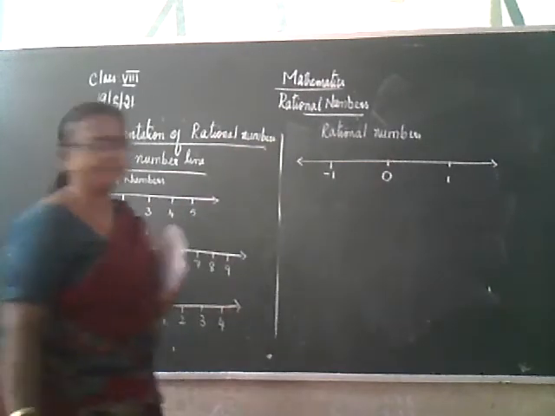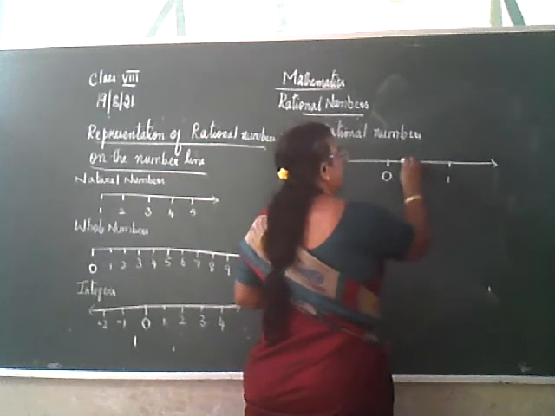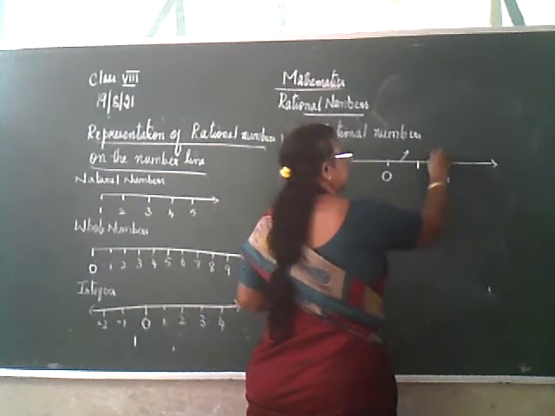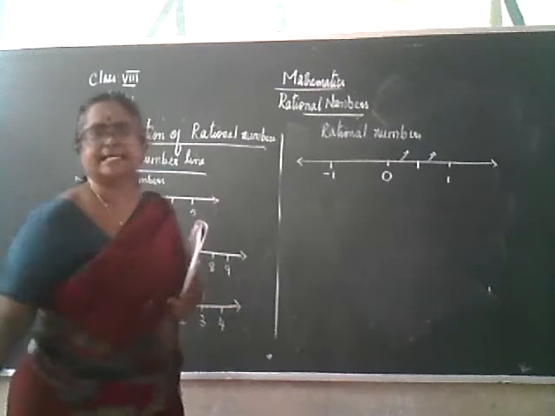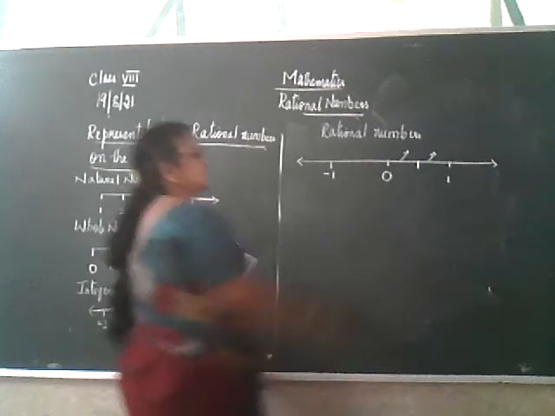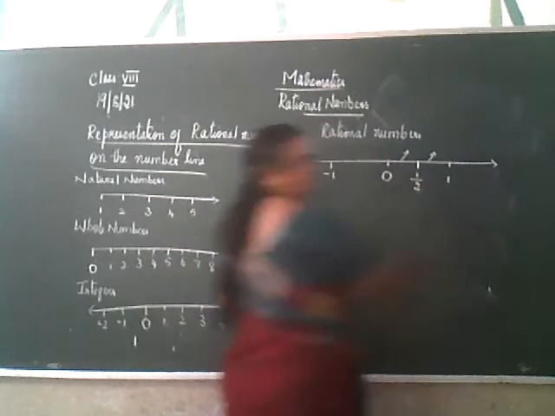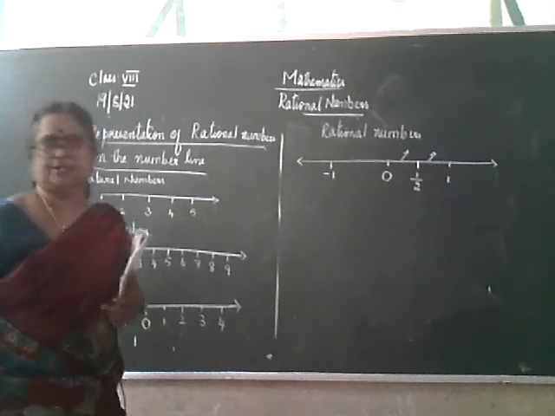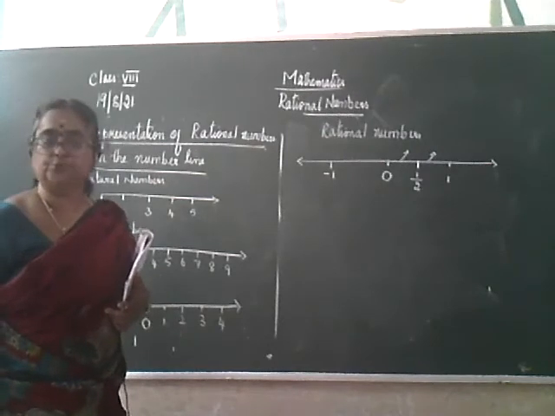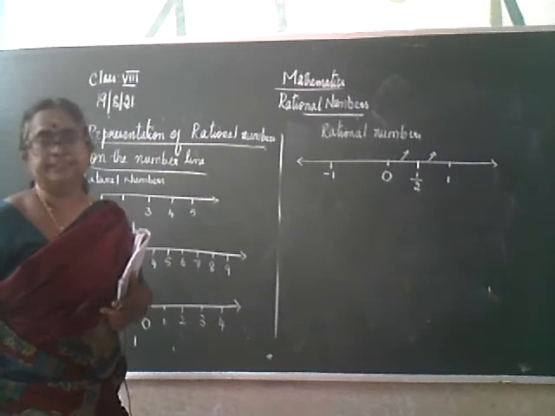So if I divide between 0 and 1, you get 2 equal parts. This is one part and this is the second part, isn't it? So 2 equal parts. This portion will become 1 by 2. There are 2 parts, so 1 by 2.